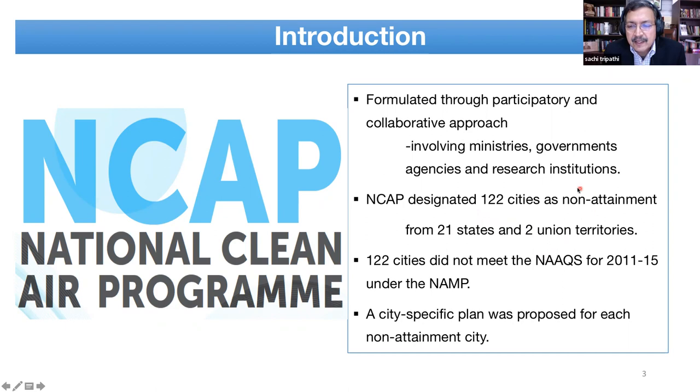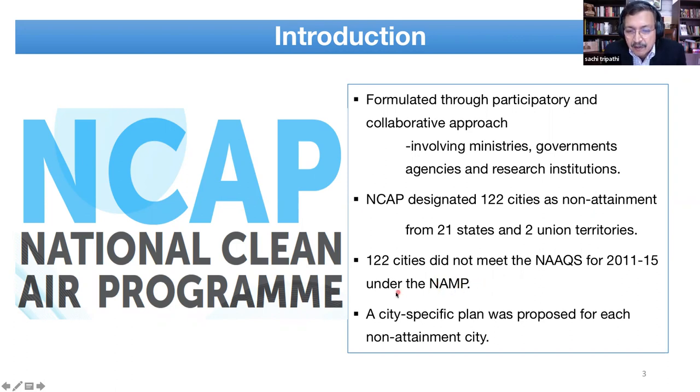Non-attainment, by that we mean the cities where air quality does not meet the national air quality standard. Whatever are the safe limits prescribed by the Central Pollution Control Board, if a city does not meet them, we call that city a non-attainment city. That is what is mentioned here: 122 cities which did not meet standards under the National Ambient Air Quality Monitoring Program.